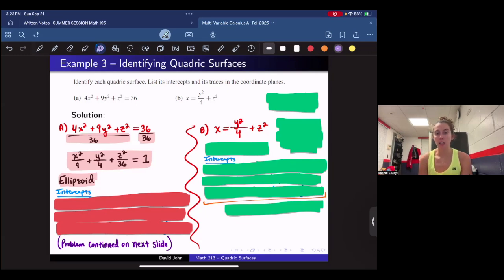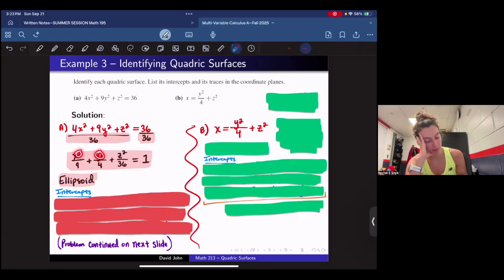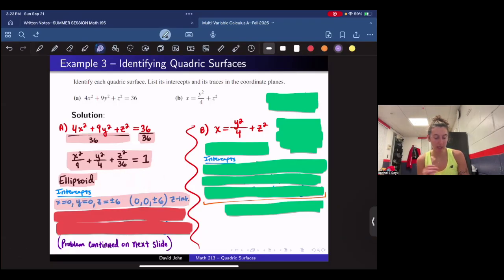Next, let's identify the intercepts. So when x and y are equal to 0, what is our z? So 0, 0. Multiply that right-hand side by 36. Take the square root, and we get plus or minus 6. So for the z-intercept, we have 0, 0, minus 6, and 0, 0, plus 6.